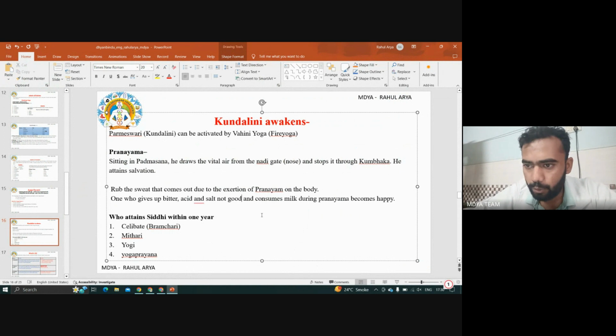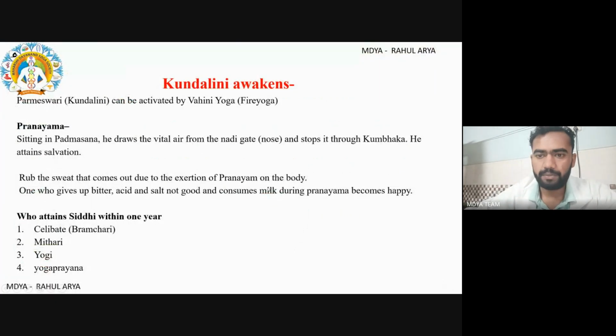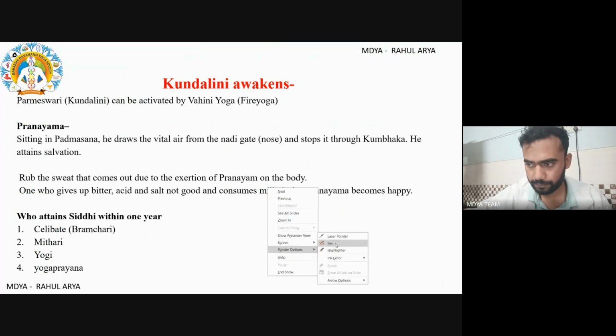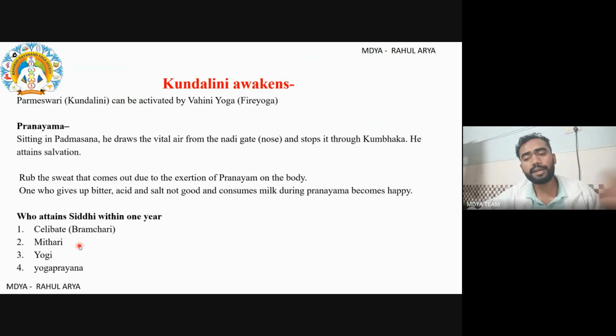Bitter, acidic, and salty foods are not good; except for these, if we consume milk, then we will be happy. And who can attain siddhi within 1 year? One who is following the path of brahmacharya, mitahari, yogi, and yoga parayana. If anyone follows these four things, within 1 year he can attain siddhi.